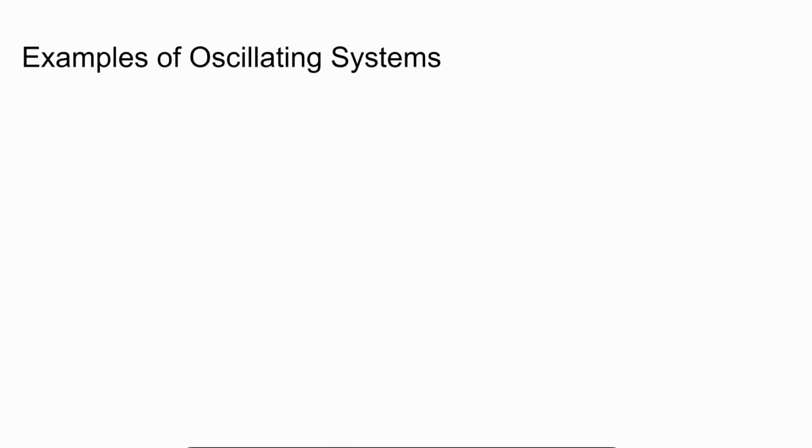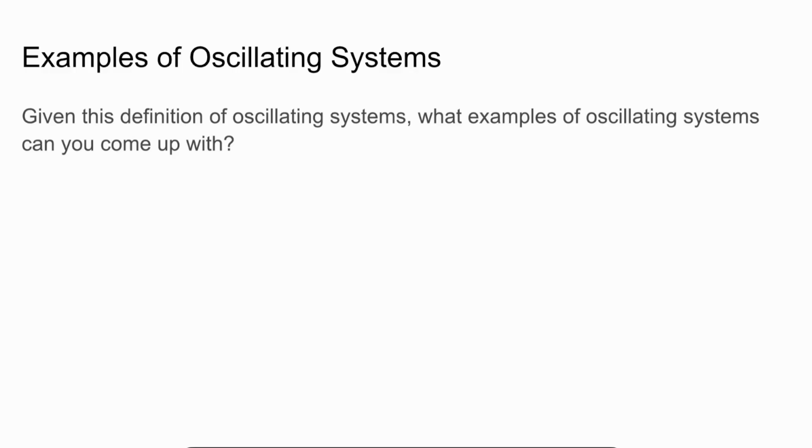So we can think of some examples of oscillating systems. Given the definition that we just gave and the examples that we already took a look at for the systems that we observed, can you come up with some examples of what sorts of oscillating systems we have in the real world? Please take a moment to pause, and if you want to write them down, might not be a bad idea, and then we'll come back and go through some examples together.